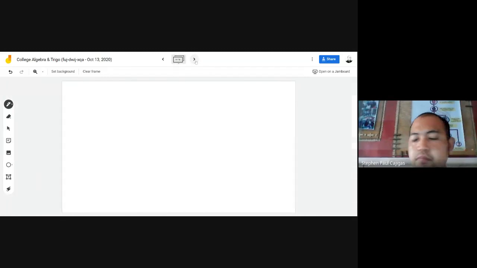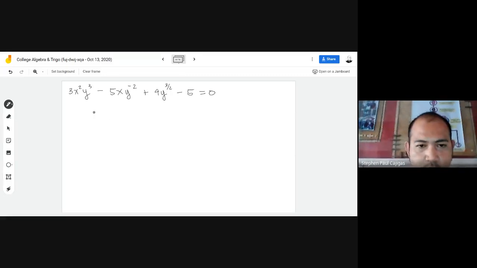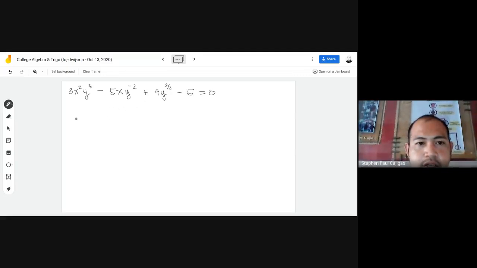Let's have another example. We will now be involving negative exponents and fractions. So, let's say we have 3x squared y cubed minus 5x y to the negative 2 plus 4y to the power 3 halves minus 5 equal to 0. Let's say this is our equation and we want to find the derivative of this equation.